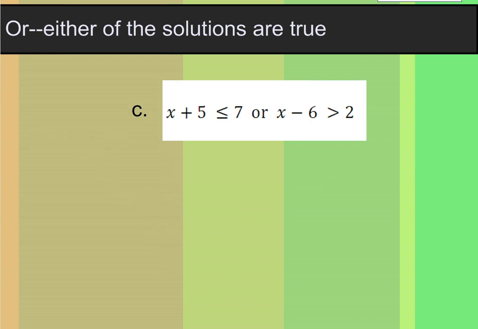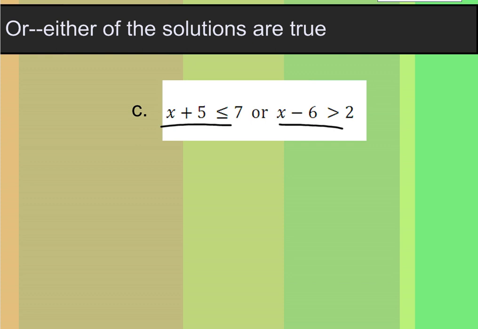Or is a little bit different. Or means you've got 2 of them, and these are the ones where they go out in the opposite direction. This is the one that says all of this is true, and all of this is true. So this I'm definitely going to take apart. So x plus 5 is less than or equal to 7, or x minus 6 is greater than 2.